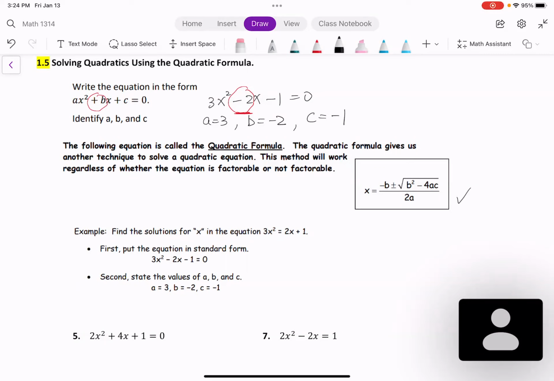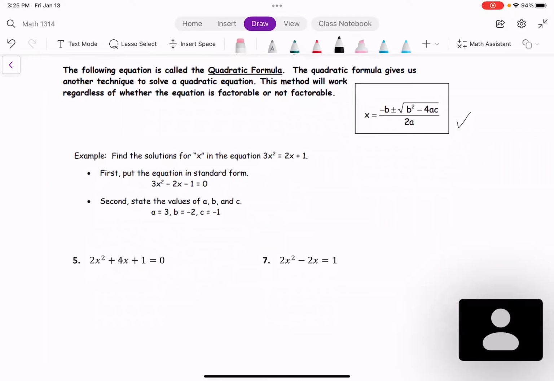The quadratic formula is a big fraction. On the top is negative b plus or minus square root of b squared minus 4ac, all divided by 2a. First step, we find the ABC. And second step, we just write down the quadratic formula and plug in all the ABC's values. Then we can find the x.